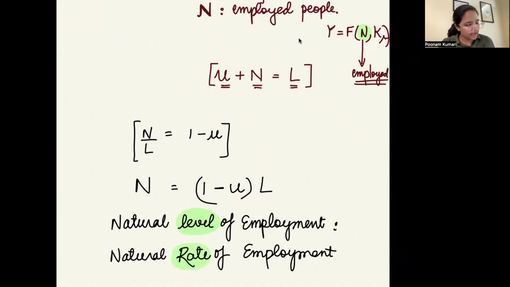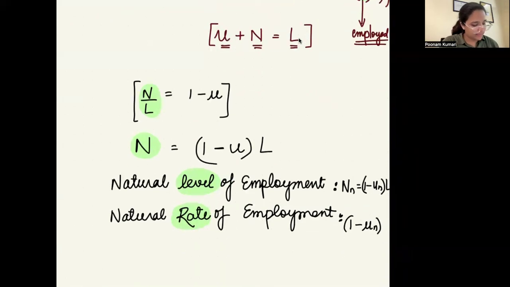Level क्या होता है? Amount, right? Yes, ma'am. So this is N. It is nothing but 1 minus UN times L, right? It will be natural rate of unemployment, natural rate of employment. It will be 1 minus UN, right? This is rate, this is level. ठीक है? Ma'am, can you explain again?